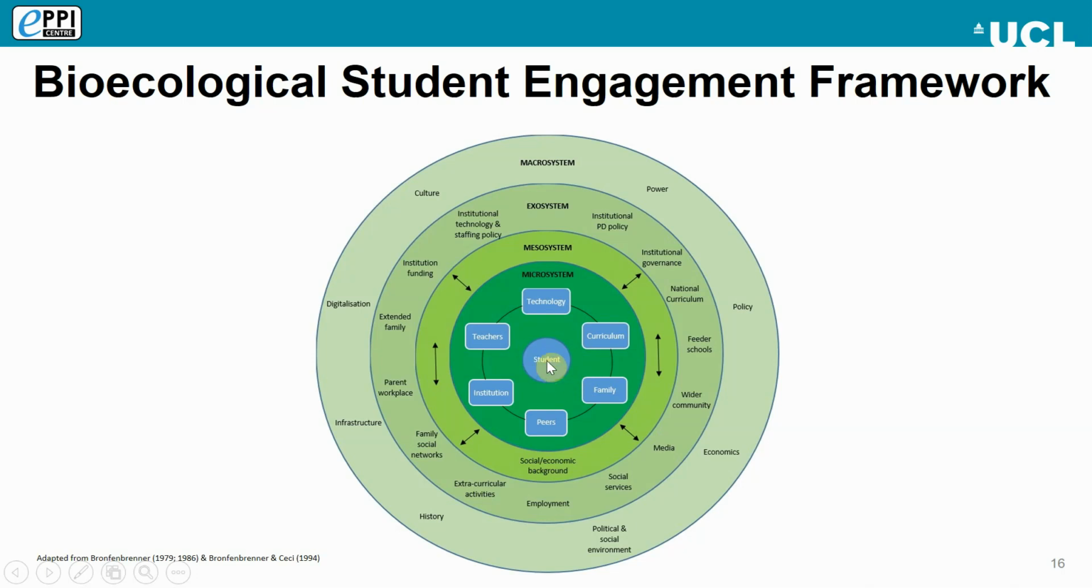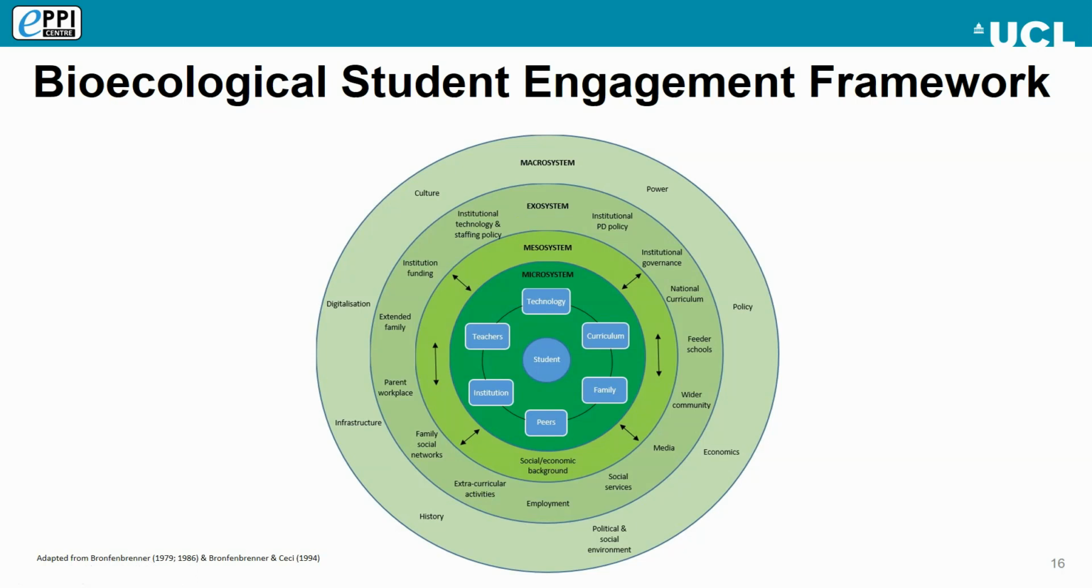So we see here the student at the centre of the microsystem, influenced by teachers, by their institution, peers, their family, the curriculum, and the technology that is used to facilitate their learning. This is likewise influenced by a student's socio-economic background and the mesosystem layer, which is also influenced by the exosystem, and that includes institutional staffing policies, professional development policies and funding.